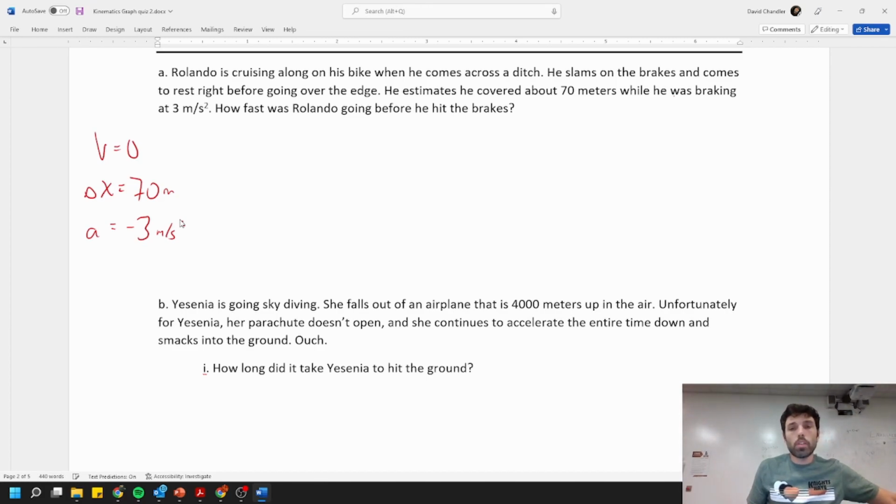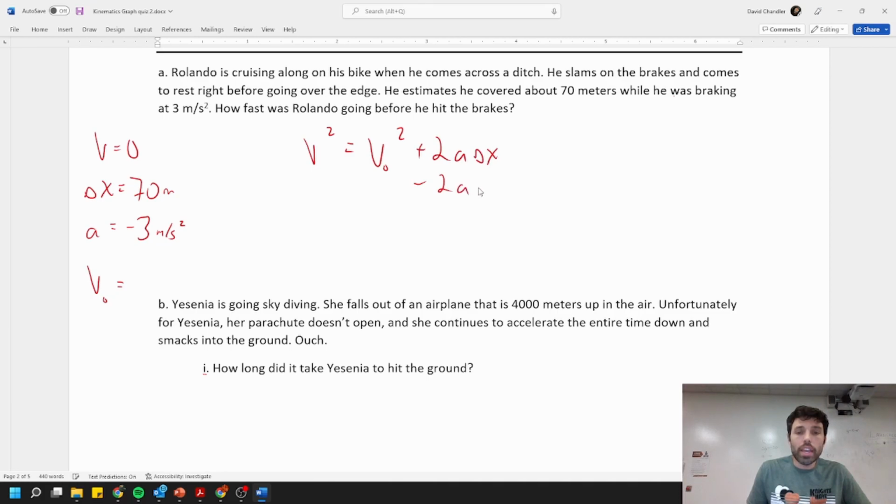And the question asking us, how fast was Rolando going before he hit the brakes? So I'm looking for v naught. That's what I'm going to try and find. So I'm going to pick the expression. We're missing time, so I'm going to use the third expression, v squared equals v naught squared plus 2a delta x. I'm going to subtract 2a delta x from both sides of my expression. Okay, I'm going to get v naught by itself, and that's the goal.